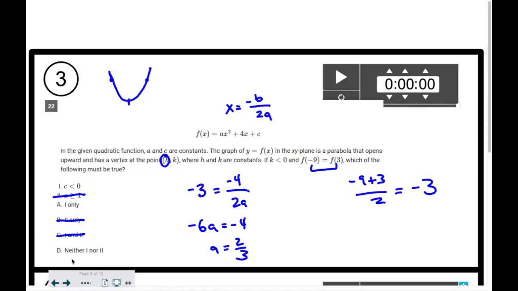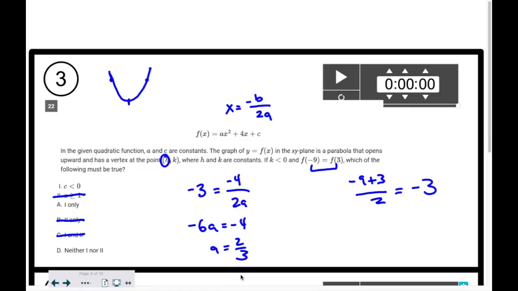So we have to figure that part out. That was the part that I thought was difficult, but all I did was, now that we know what A is, I did the rest in Desmos. So I put 2/3 x squared plus 4x plus c, and you'll see what happens.